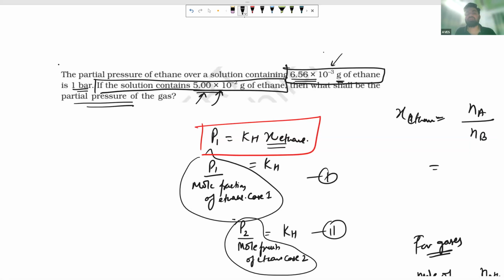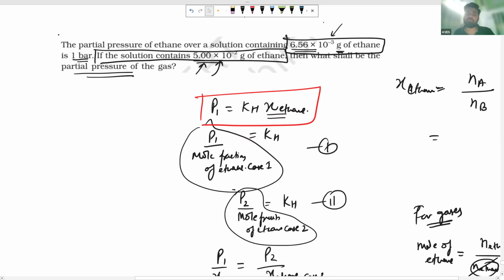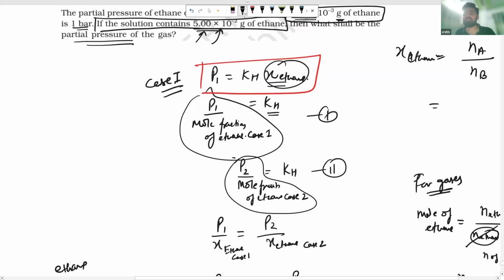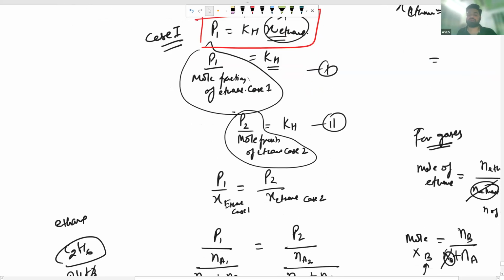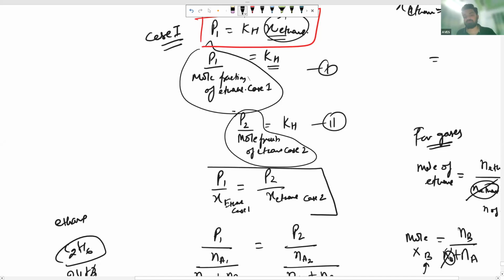Then what will you write here? P1 is equal to KH times the mole fraction of ethane. You will get the value of KH. This is for case 1, when this much ethane is there. For case 2, you will get P2, the second partial pressure, equal to KH times the mole fraction of ethane in the second case. Since the first and second values are both equal to KH, we just equate them. Because we don't know the value of KH, how can we find it? So we just eliminate it by equating.